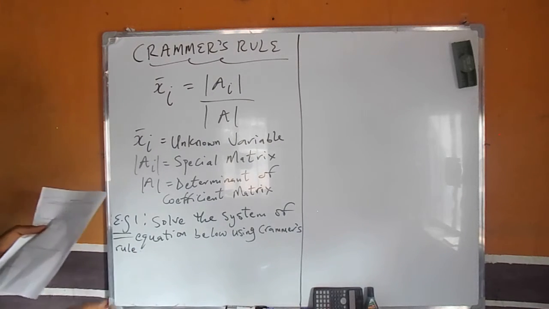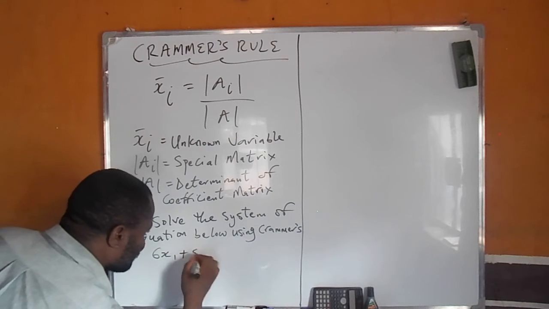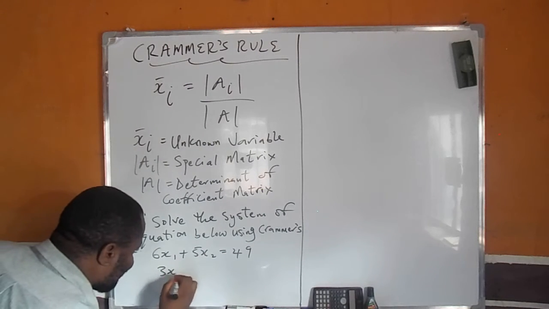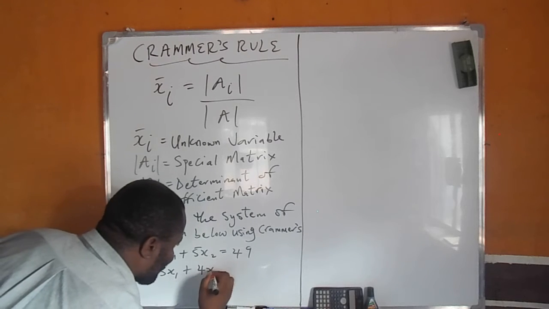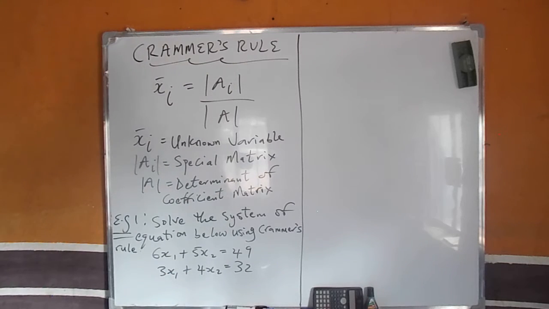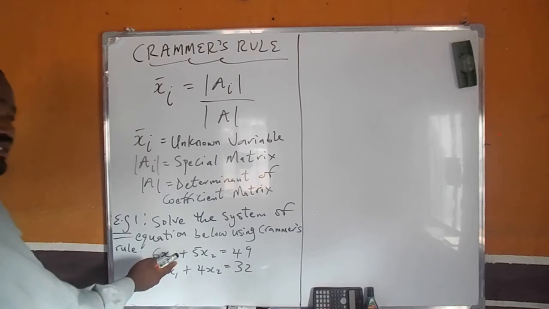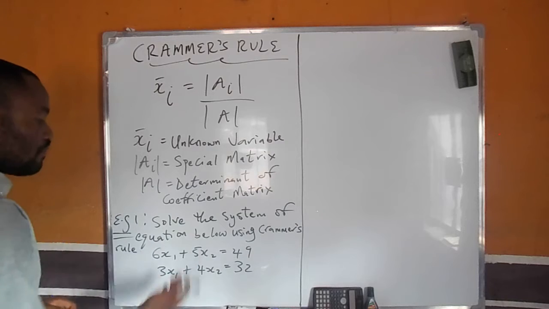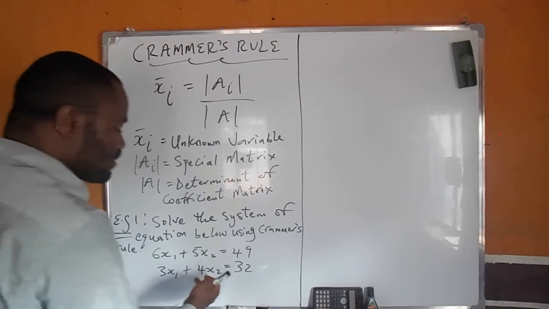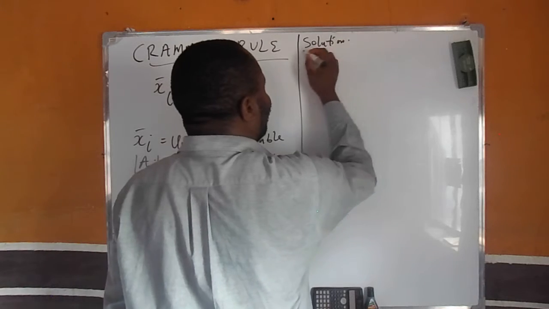Solve the system of equations below using Cramer's rule. Now, example 1 says solve the system of equations below using Cramer's rule. 6x subscript 1, which is 6x1, plus 5x2 equals 49. 3x subscript 1 plus 4x subscript 2 equals 32. Now the solution to it.